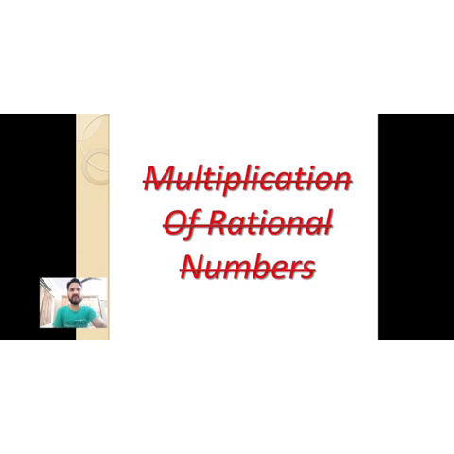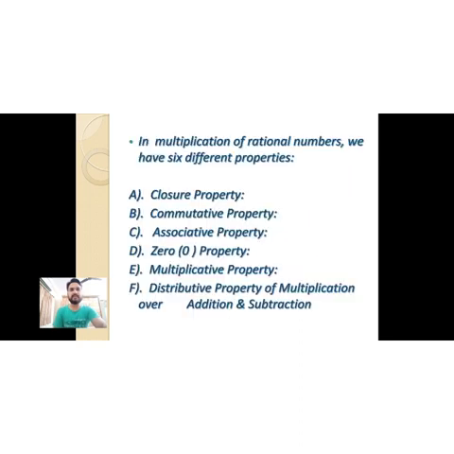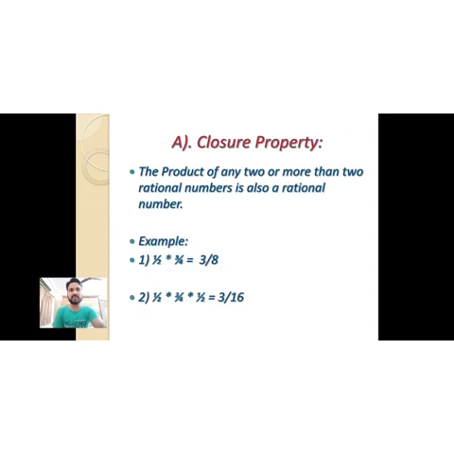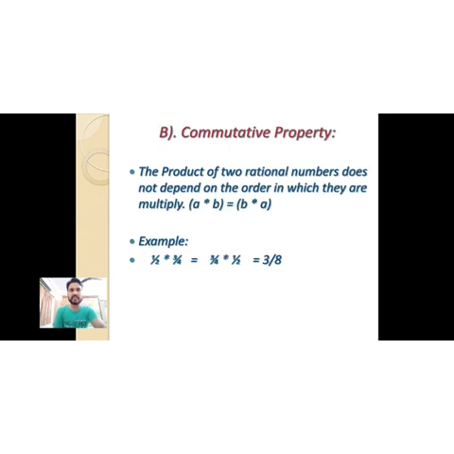Part 5th is the multiplication of a rational number. In the multiplication of a rational number, there are a total of 6 topics: the closure property, commutative property, associative property, zero property, multiplicative property, and the distributive property. The closure property means multiplication of any two rational numbers is a rational number. Commutative property: the product of two rational numbers doesn't depend on the order in which they are multiplied.